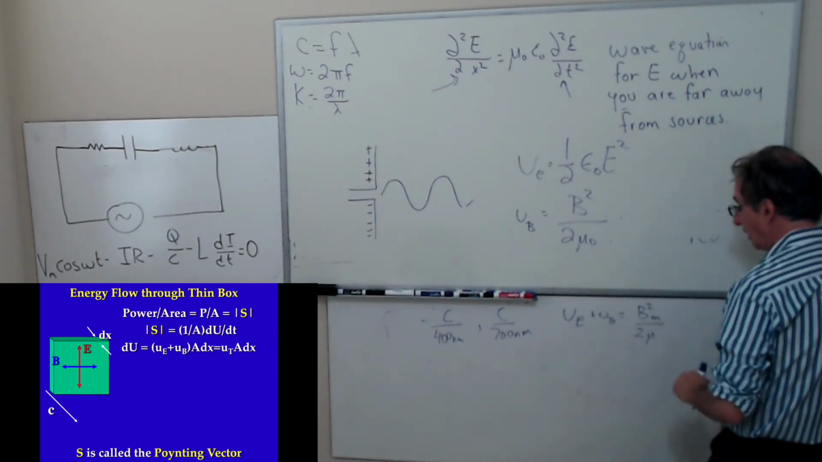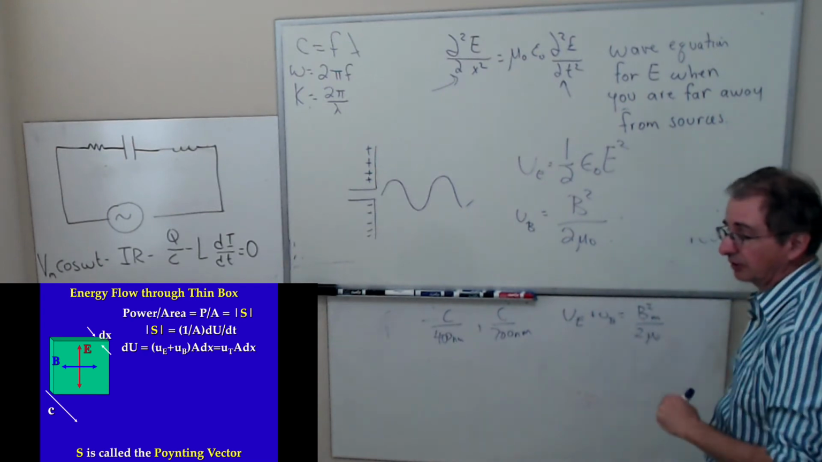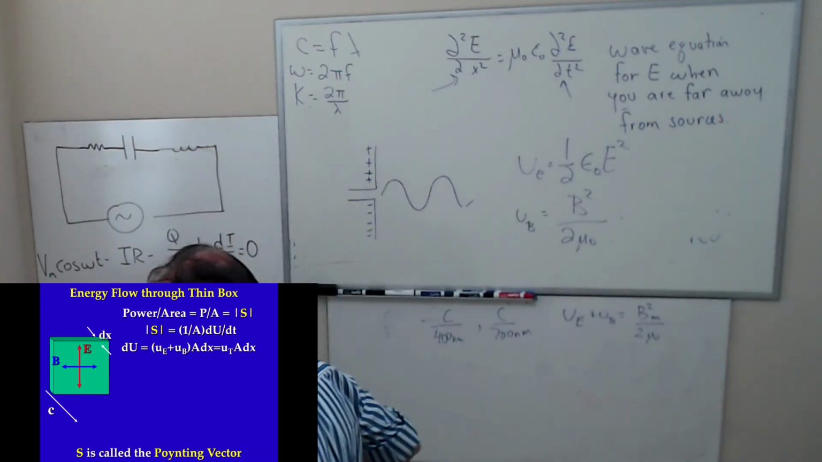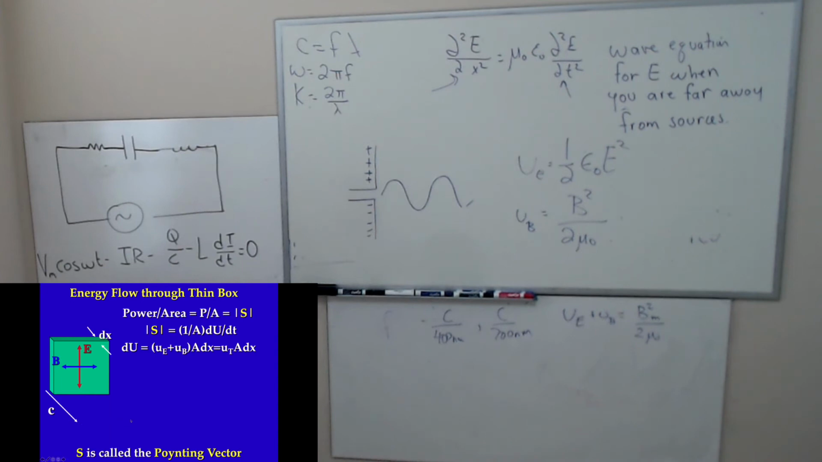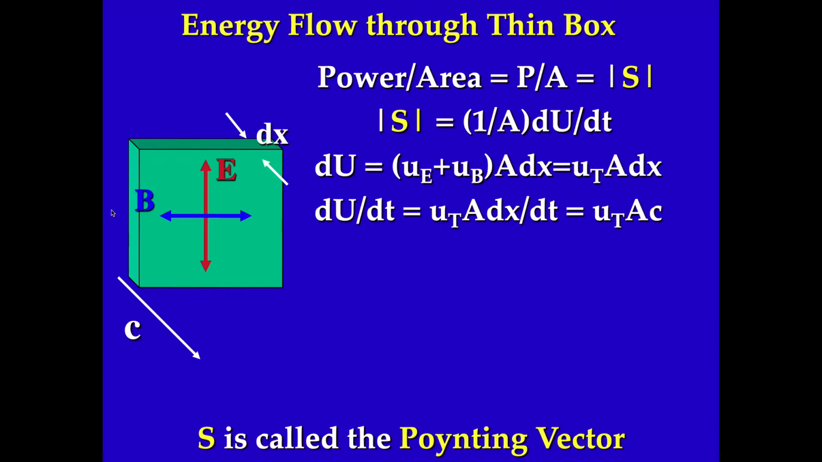Or this is the maximum value. Or you can write it in terms of the electric field too. And then dU/dt is U total times your area times dx/dt. Well, dx/dt is a velocity, but since we're talking about the velocity of light waves, this is the speed of light. And so we get the total energy density times the area times c is dU/dt.